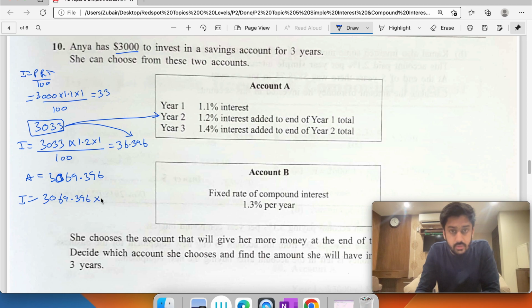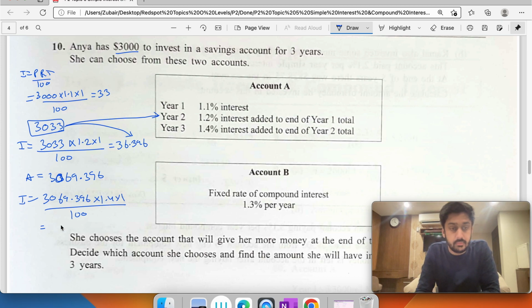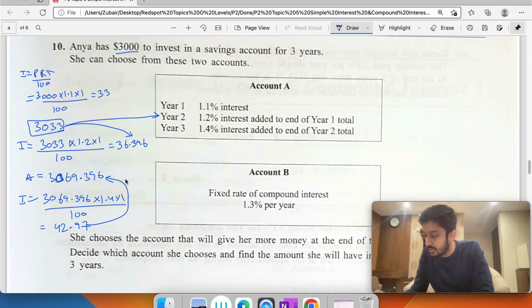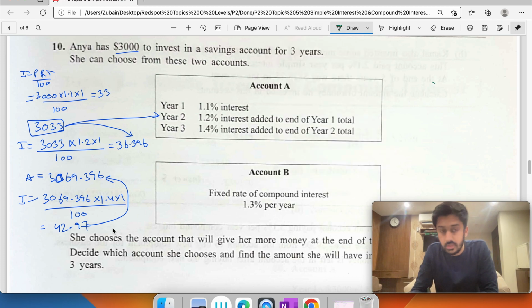Last, for the third year, 3069.396 times rate 1.4, year is 1, over 100. 42.97. We add this to the previous amount, and the amount in scheme A after all the interest and totals at the end of 3 years is 3112.36.